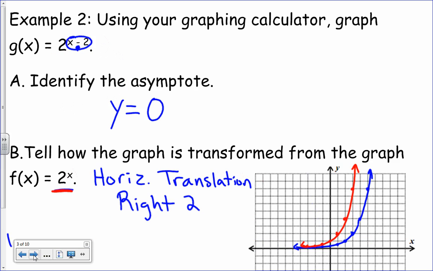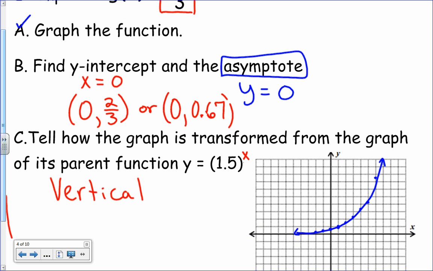So for this one, we need to write down vertical compression by 2/3. Okay, that's the only thing that's happened. Everything else has one. There's a 1.5. There's a power of x.